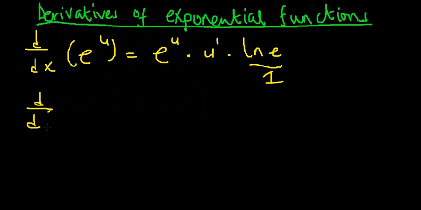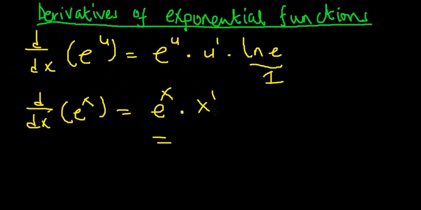The derivative of exponential x is supposed to be e raised to x multiplied by x prime, or the derivative of x. So this will give us x prime is supposed to be 1. So this will give us e raised to x. Let's look at another example.